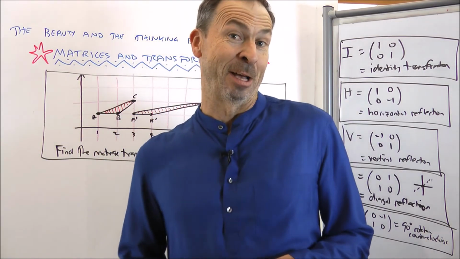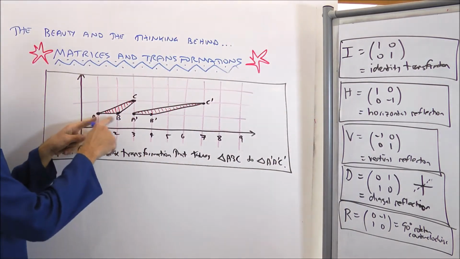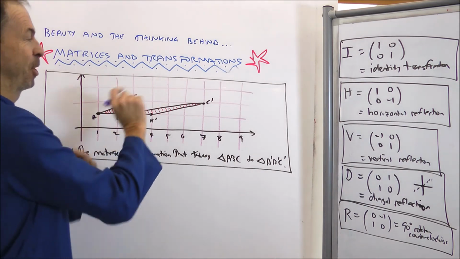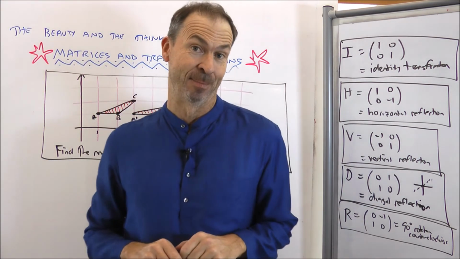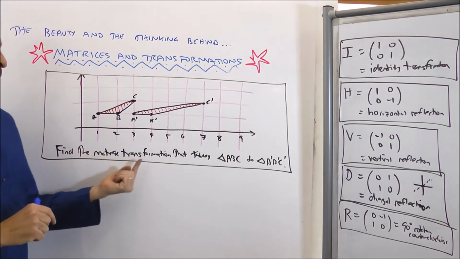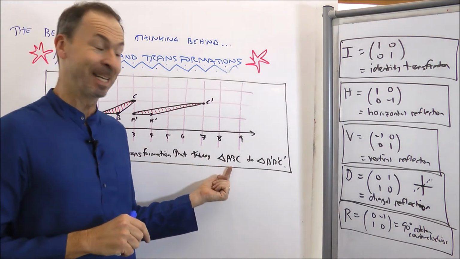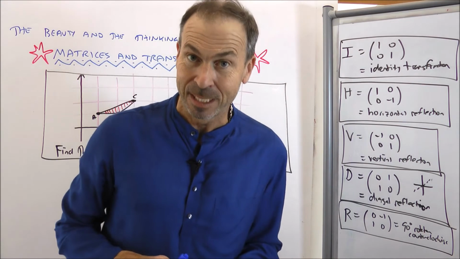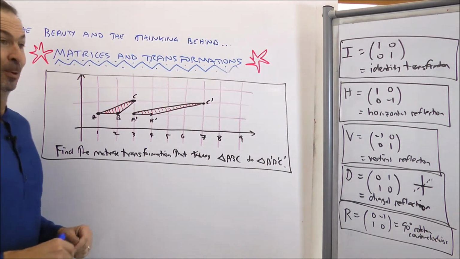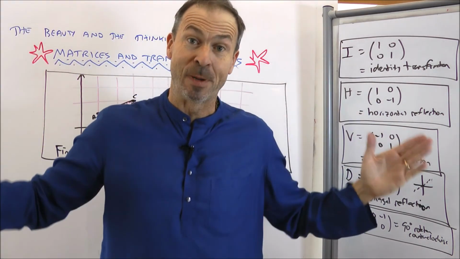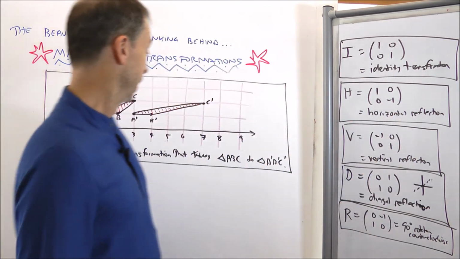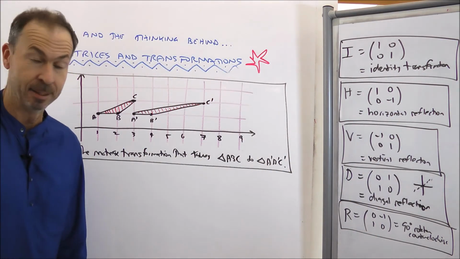Okay, here's a scary looking question. Here's two triangles, triangle ABC on a graph, A', B', C' on a graph. And the question is, find the matrix transformation that takes triangle ABC to triangle A'B'C'. Whoa, okay, so I guess the question is assuming there is one that works. All right, so our question is to find it.